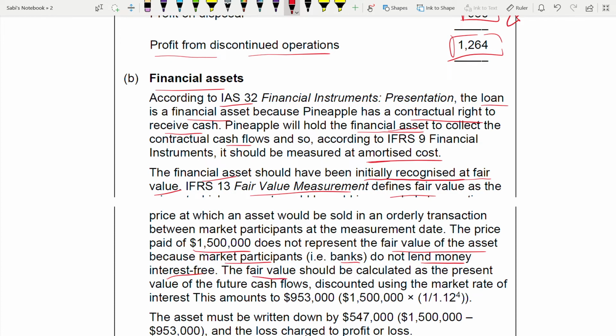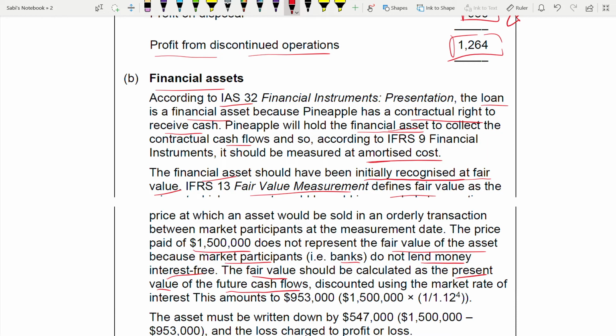Now it will be calculated as the present value of the future cash flow. Remember the three levels? Level 1, level 2, level 3 in measuring fair value. Level 1, you look at the market and take the price as it is because your goods are similar and the same. In this case, it's not the same, because yours is an interest-free loan. The market is providing a loan with interest. So it's not level 1. Level 2, similar. It's not the same, but similar. In this case, it's not similar also. So we have to use level 3.